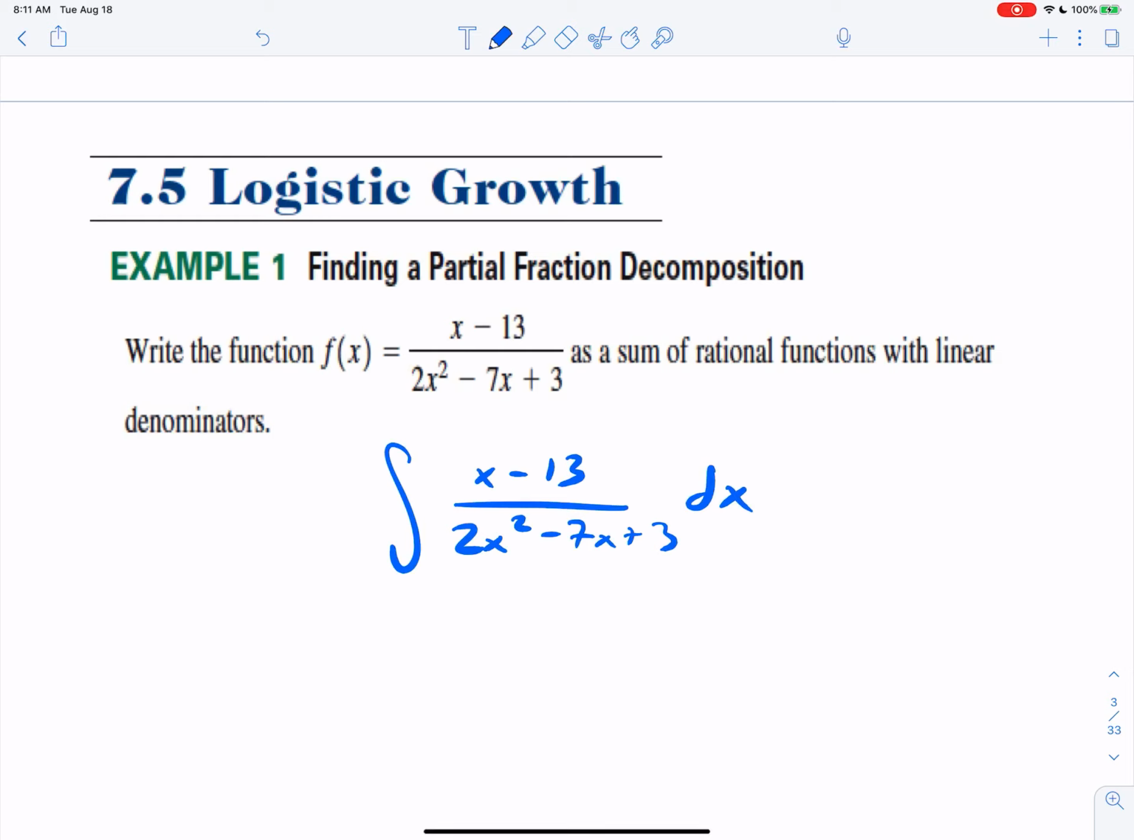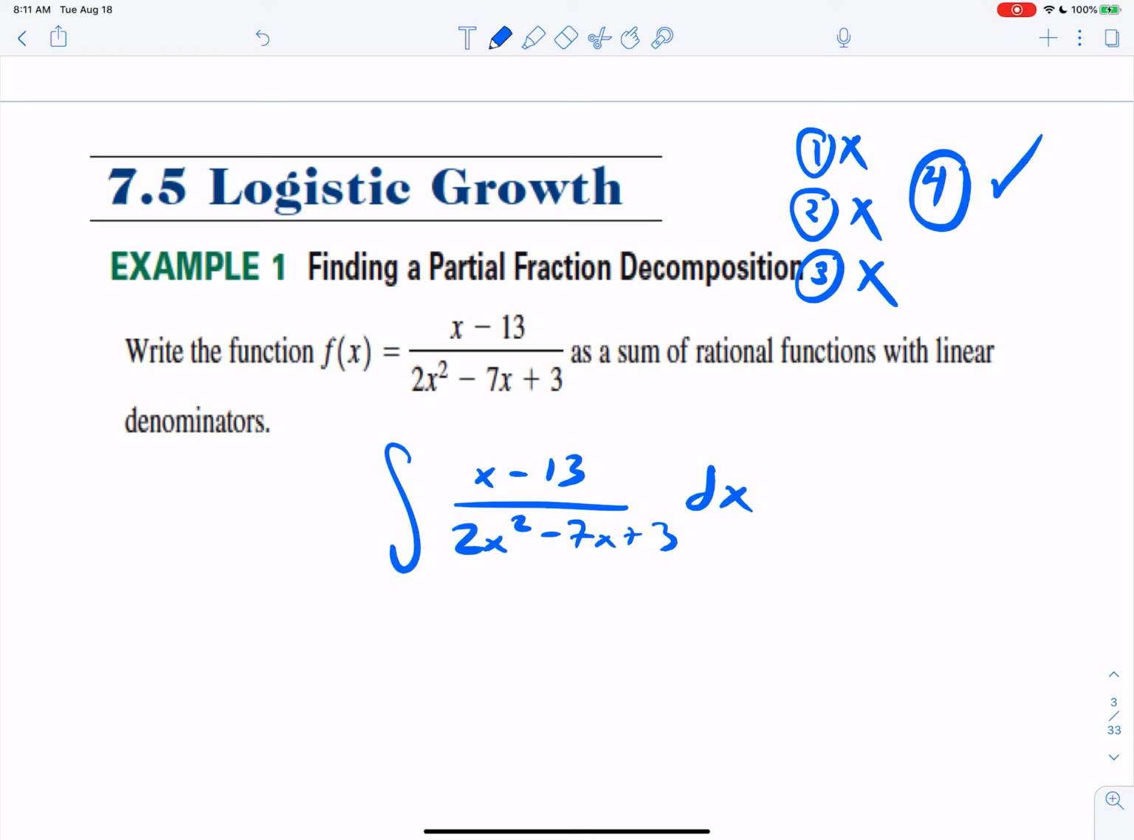Okay, so we go through our list, okay? This is definitely not something that's simple. There's definitely no function inside of a function, so U-substitution would not work. There's definitely not a product here, so we're not going to use integration by parts. So we resort to partial fractions, okay? And obviously this looks like a fraction, so you want to use that, okay?